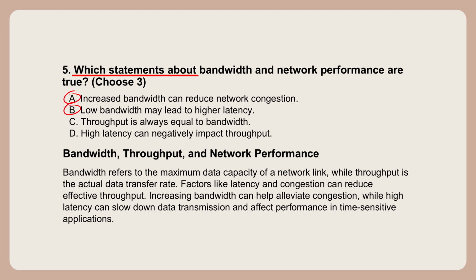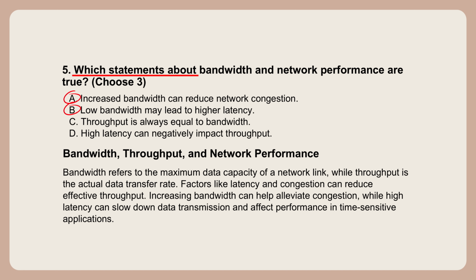Now, what about option C? Throughput is always equal to bandwidth. I feel like this one might be a little tricky. Yeah, this is where things get a little more complicated. So bandwidth is the theoretical maximum speed, like the top speed of our car, right? Right. But throughput is the actual speed we're getting, which can be affected by all sorts of things, like the condition of the road, traffic, even limitations of the car itself.